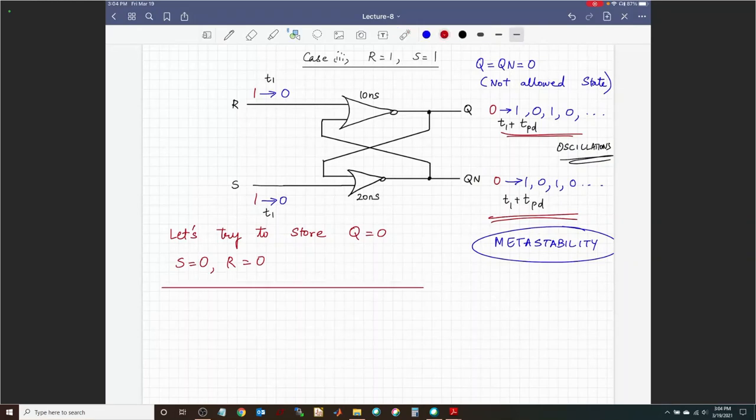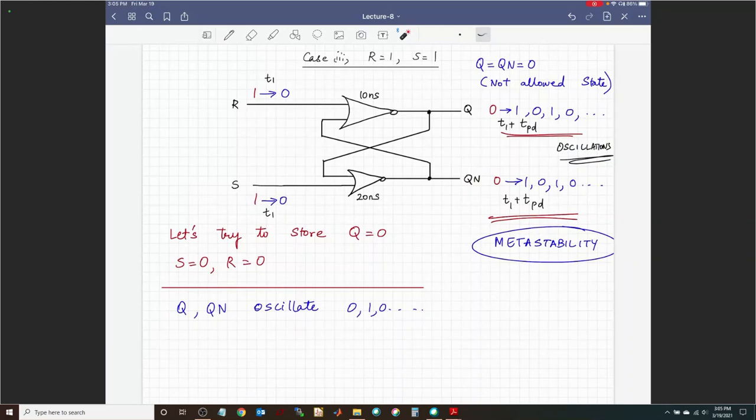All right, so let's finalize this here. The problem when you tried to store it was that Q and QN oscillate: 0-1, 0-1, keep going. So what are some thoughts here, right? One thought is maybe I don't want to store. Maybe if I get rid of this S equals 0 and R equals 0, if I didn't store it, then I might not have had this problem. If I never attempted to store it, I wouldn't have this problem.